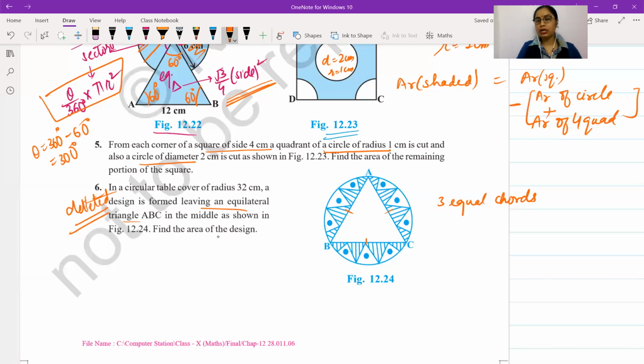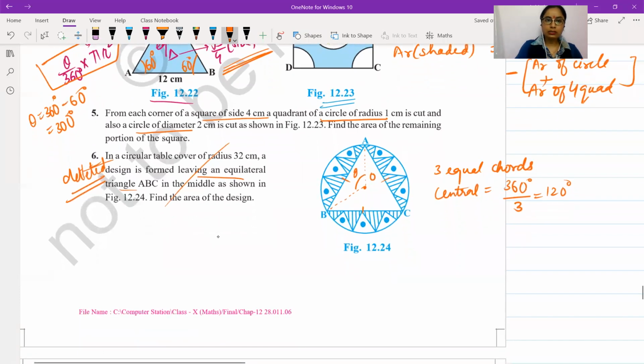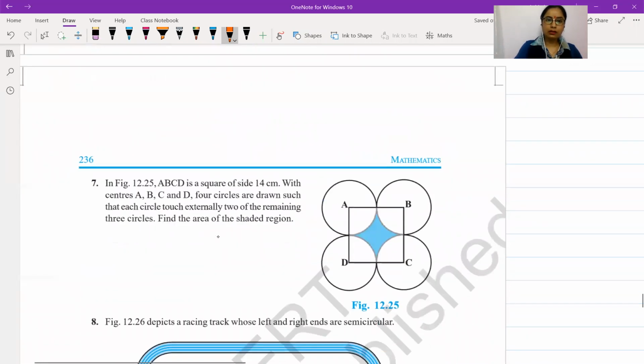So the angle subtended at the center will be given by total central angle divided by 3. So if the center of the circle is marked as O and the endpoints of the chord are joined with the center, theta will be equal to 120 degrees. That's why we are not doing this problem. Let's take up the next question, question number 7.